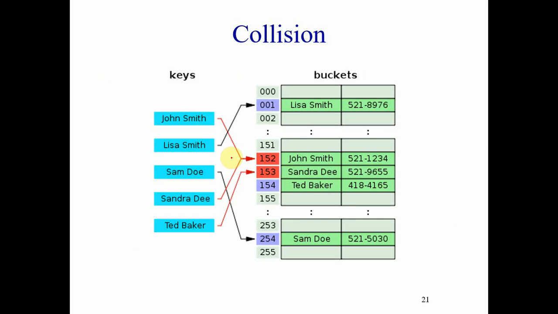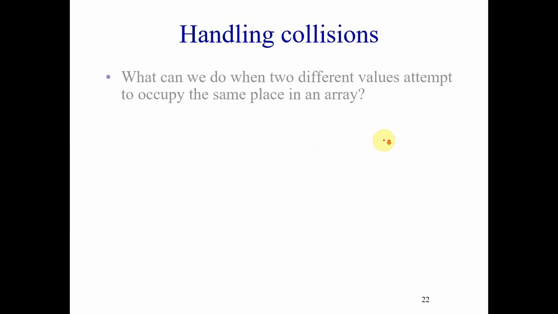So this is another example, to let you see that both John Smith and Sandra D are mapped to the same location 152. So how do we handle it? Here we will introduce some methods to handle this kind of location collision.